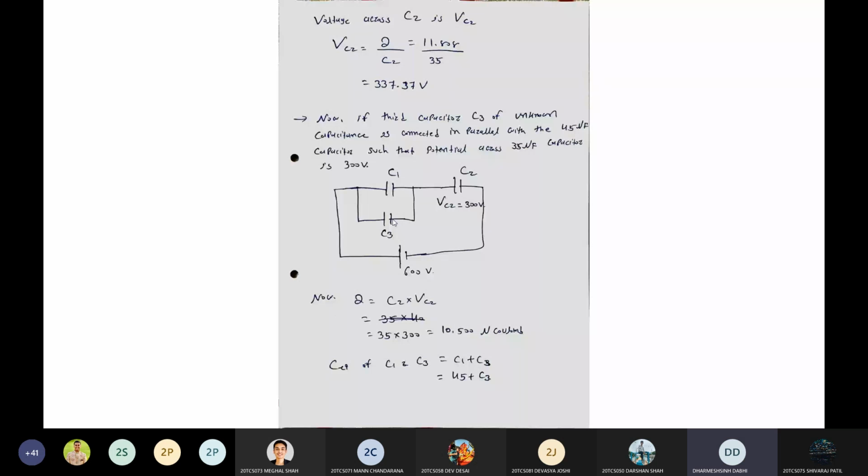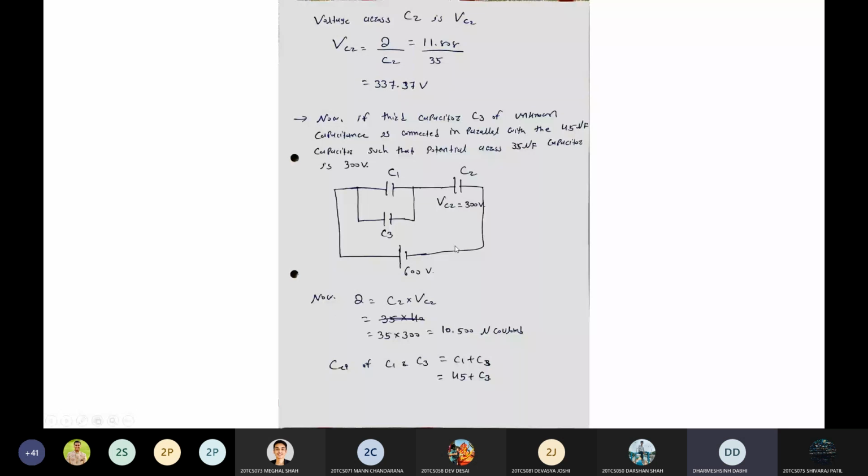Let's see this calculation. See, this C3 and C1 come in parallel. So what is the equivalent capacitance? C1 plus C3, means 45 plus C3. All of you clear?